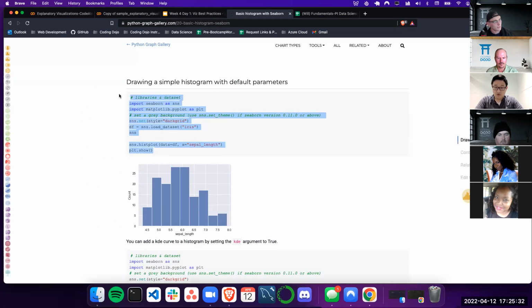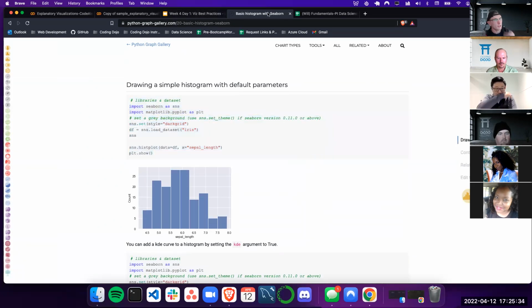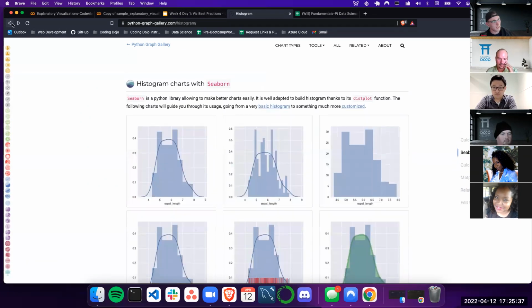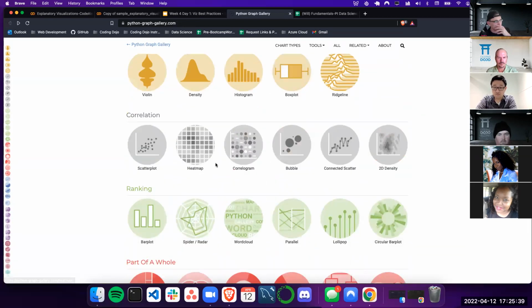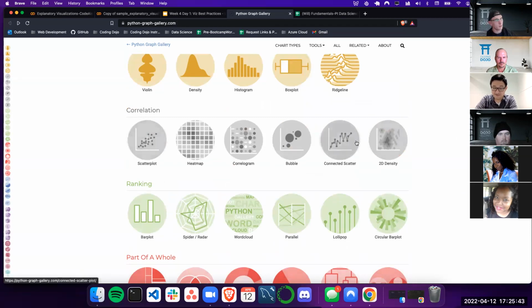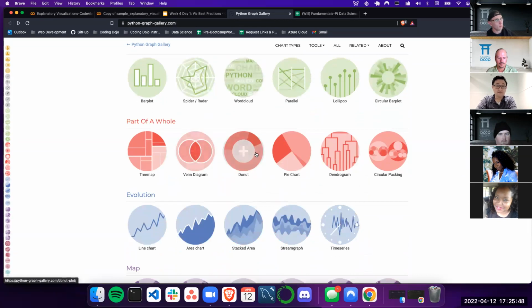And what's nice is it gives you code. So if you are wondering what's the best way to portray this, this is a really neat tool to sit and say, okay, I want to show the correlation between X and Y. Here's the different types you can do with correlation or ranking or part of a whole, tree map versus a pie chart.